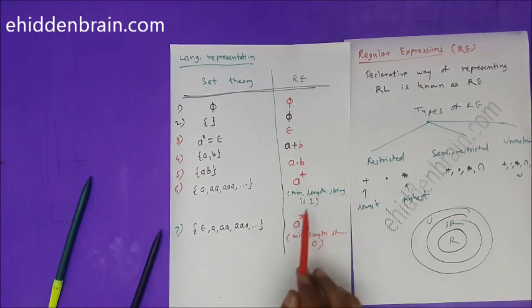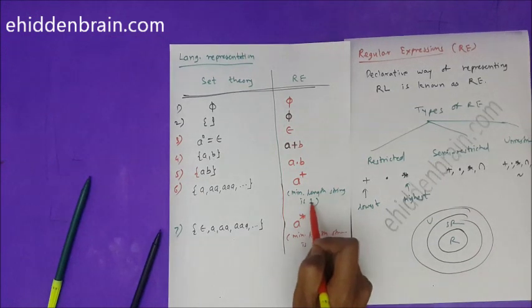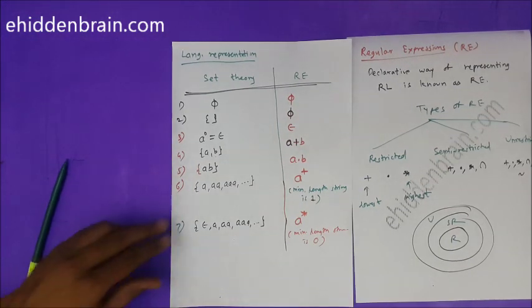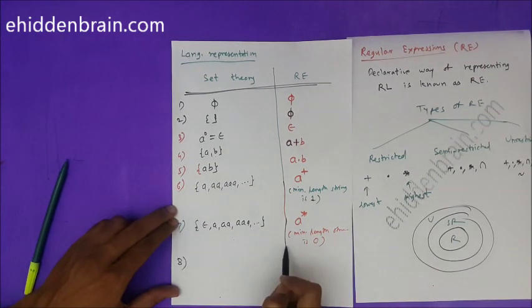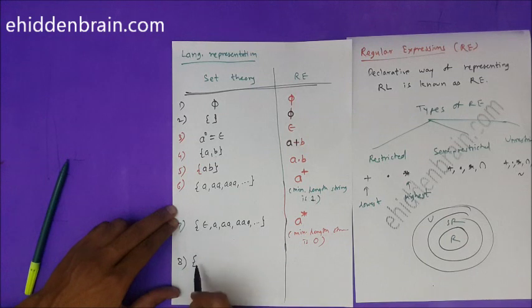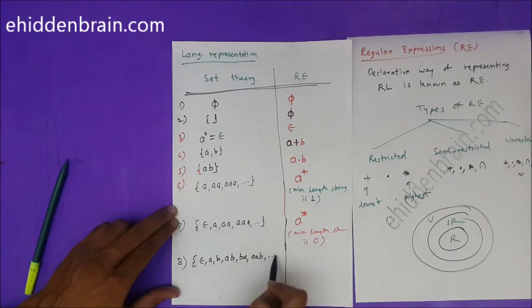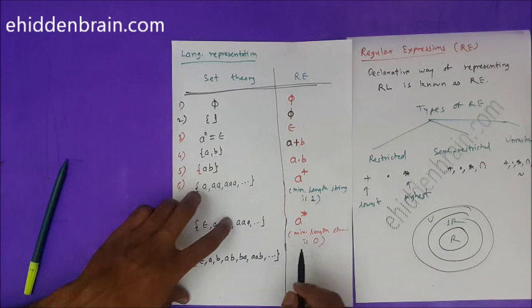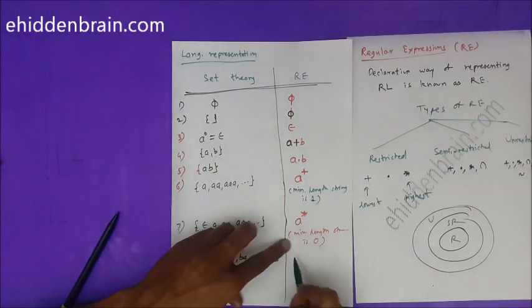Plus denotes the minimum length string is 1 for sure, and star denotes minimum length string can be 0. Now let's say I decided to accept the last kind of language. Let's say I decided to accept all types of A's and B's, means A comes, B comes, AB comes, BA comes, AAB comes, and like that there are a lot of strings possible, an infinite language again. So how will I be accepting this language?